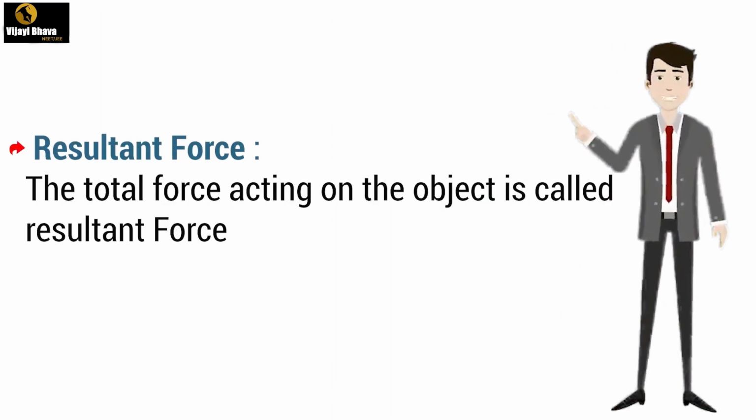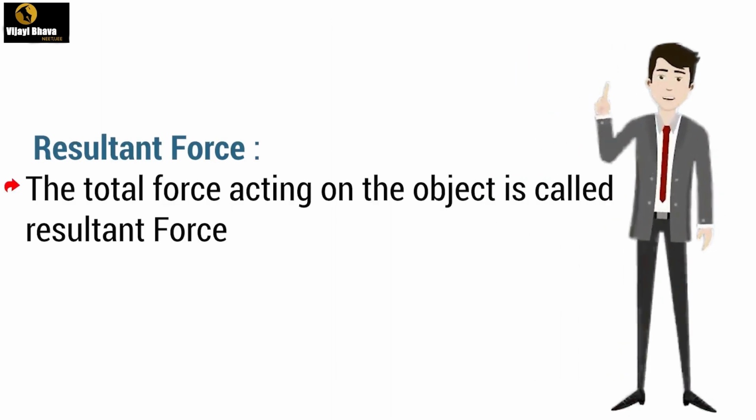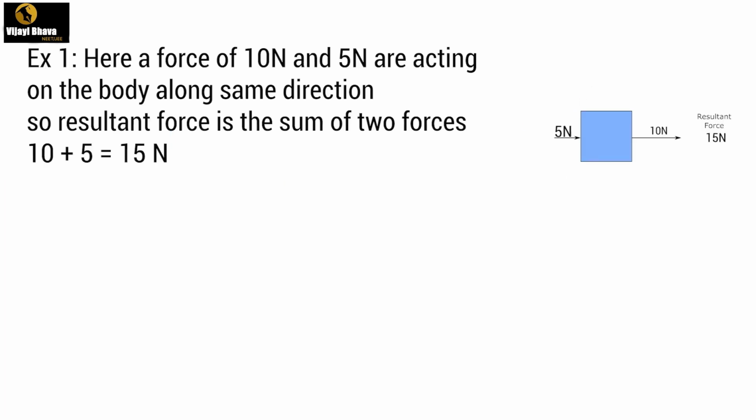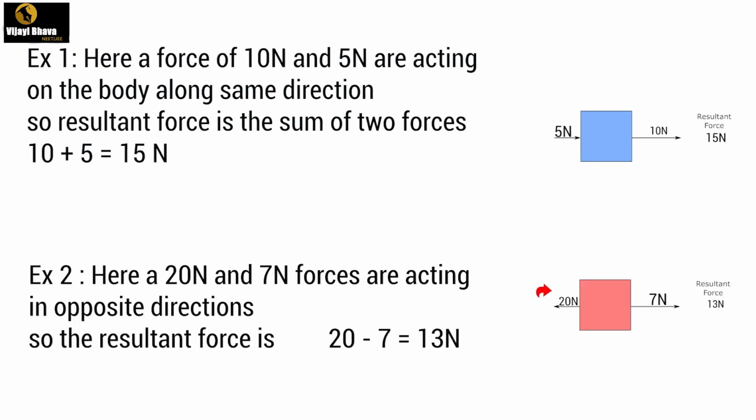Now, let us move on to a concept called resultant force. The total force acting on an object is called resultant force. Let us learn it clearly with an example. In this example, forces of 10 Newton and 5 Newton are acting on the body along the same direction. So the resultant force is the sum of the two forces, 10 Newton and 5 Newton, which is 15 Newton. Let us look into another example. In this example, forces of 20 Newton and 7 Newton are acting in opposite directions. So the resultant force is 20 minus 7, that is 13 Newton.